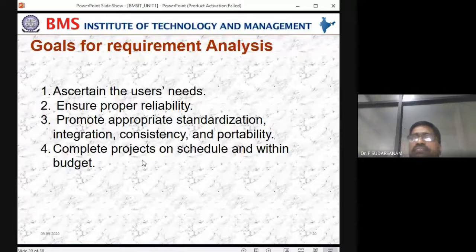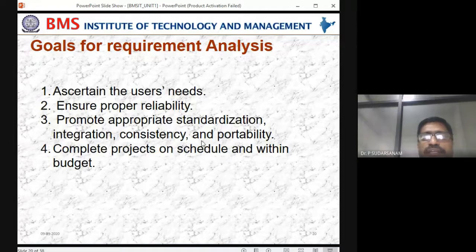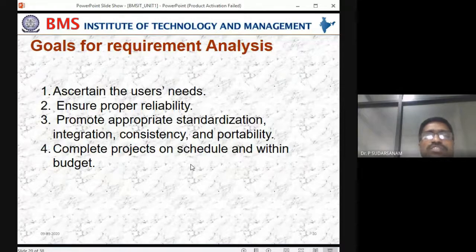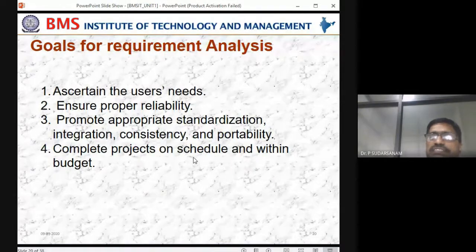Almost similar concepts will be repeated in this unit also, so we have to bear with that. Ascertain the users' needs. Ensure proper reliability. Promote appropriate standardization, integration, consistency, and portability. Fourth, complete projects on schedule and within the budget. Now we will see one by one how this works. These were just the goals for the requirements, and we have consolidated them.